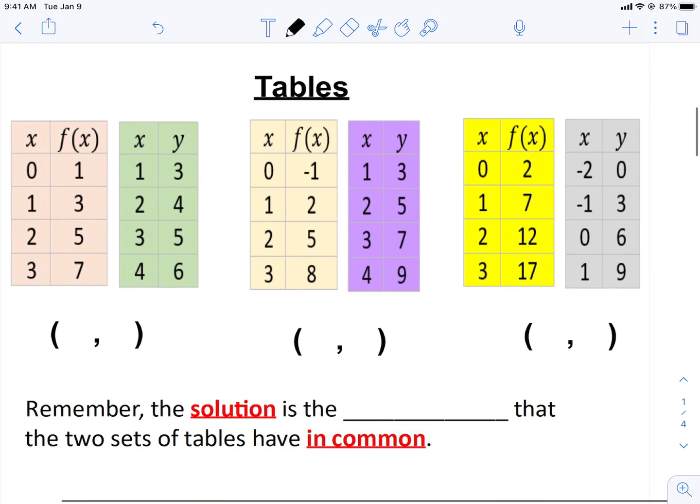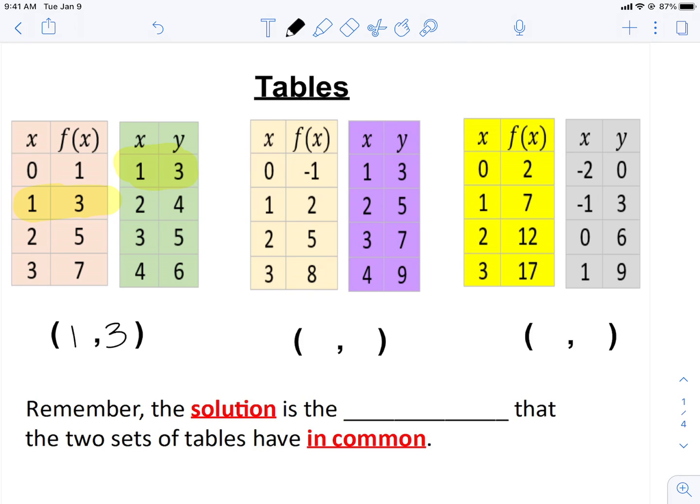Okay, so we have some examples. We're going to go through and find the solution. This first table has (0, 1), (1, 3), (2, 5), (3, 7). In the next table, I have (1, 3), and I had that in this one. So the solution for this is going to be (1, 3).